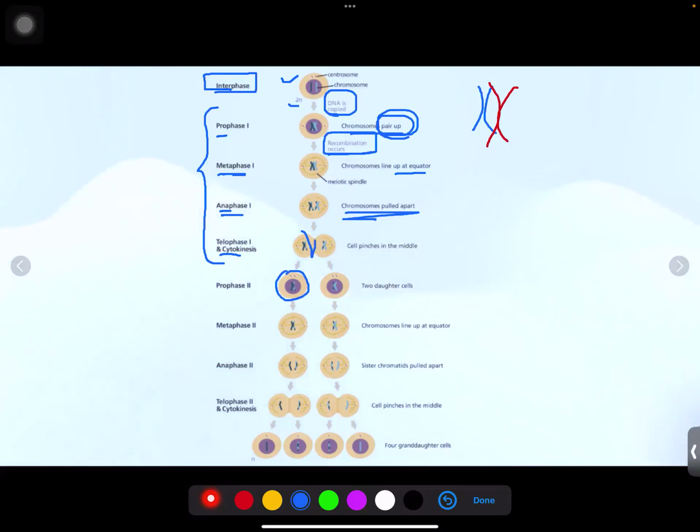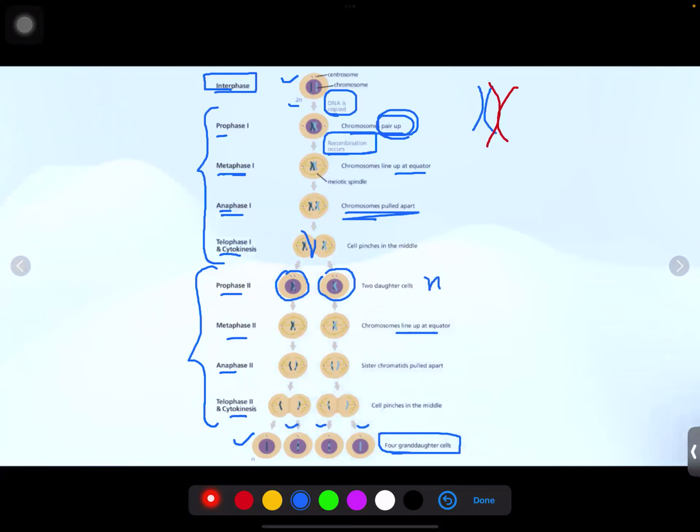And two daughter cells are produced, which are haploid. Here, the daughter cells are haploid. The chromosome number is reduced. Now again, in meiosis 2, the same occurs: the prophase, then metaphase, where they line up at the equator, then the anaphase, and then the telophase. So see, 4 daughter cells are produced, granddaughter cells we can say.